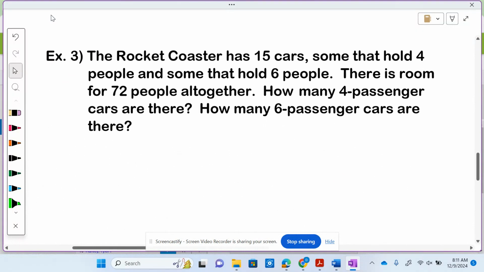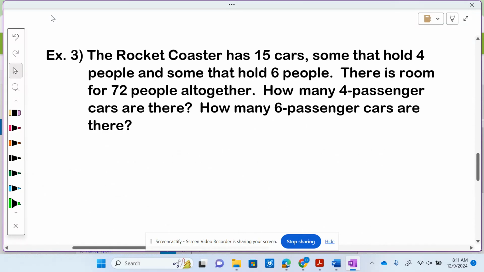Okay, I need someone to read example number 3. Owen, go ahead. Thank you. The roller coaster has 15 cars, some that hold 4 people and some that hold 6 people. There is room for 72 people altogether. How many 4-passenger cars are there? How many 6-passenger cars are there? Okay, so what are we trying to find? Our variables have to be what? We're trying to find out how many what? 4 passenger cars and 6 passenger cars.